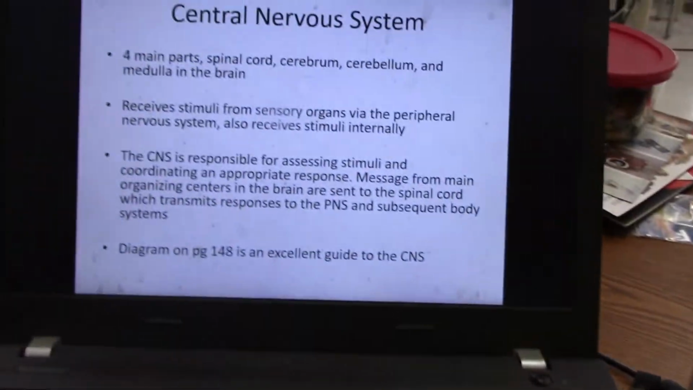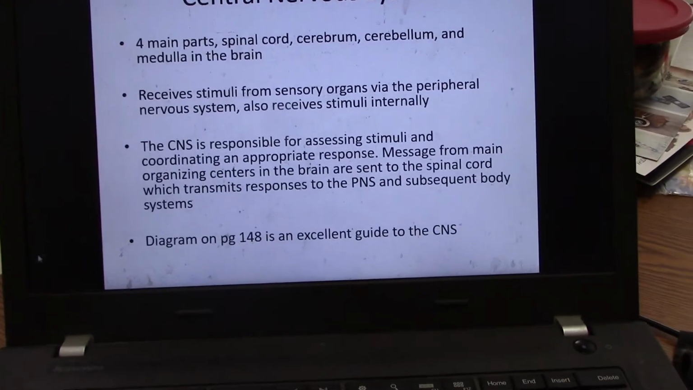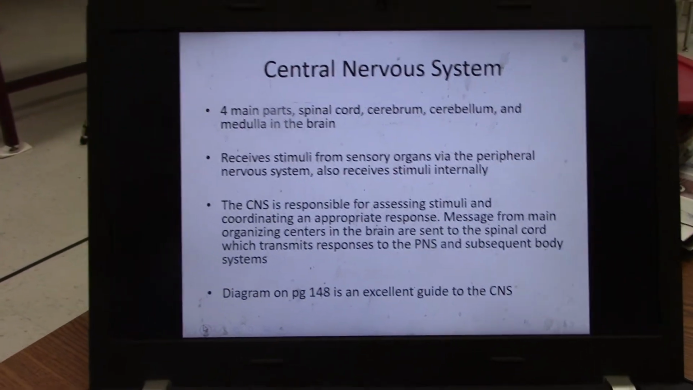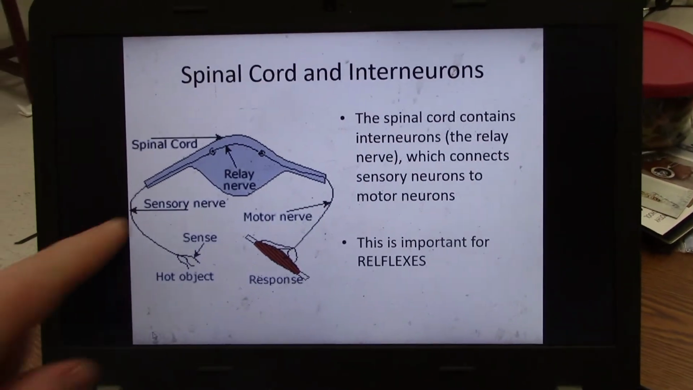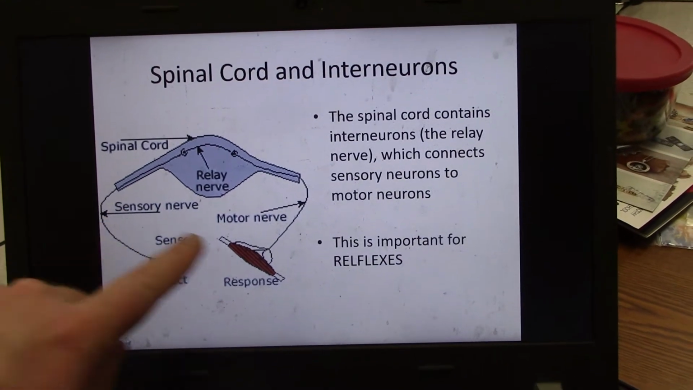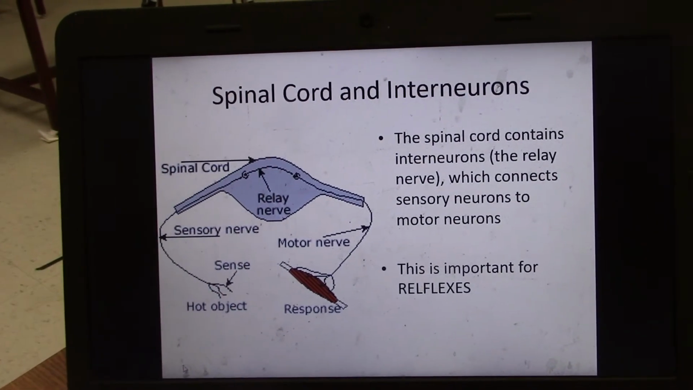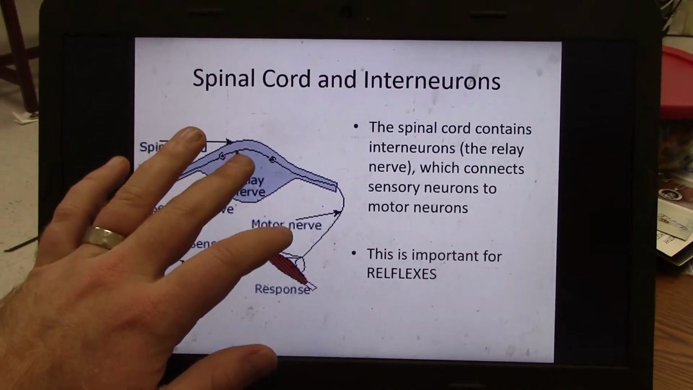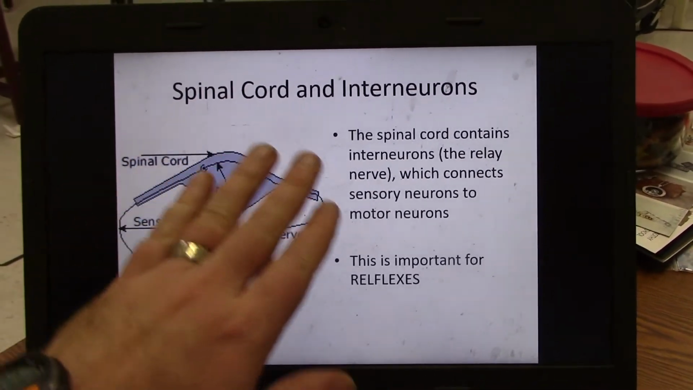Right, so there's no brain processing with reflex responses, okay? It's done right in the spinal cord, in the gray matter in the spinal cord. So that's what this shows right here. You have this relay nerve in between the sensory nerve and the motor nerve. This is called an interneuron. And if a stimulus is really, really intense, then the interneuron will kind of override sending the stimulus to the brain to coordinate a quicker response.